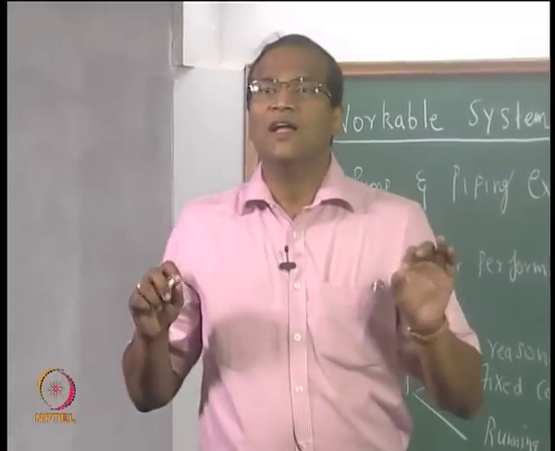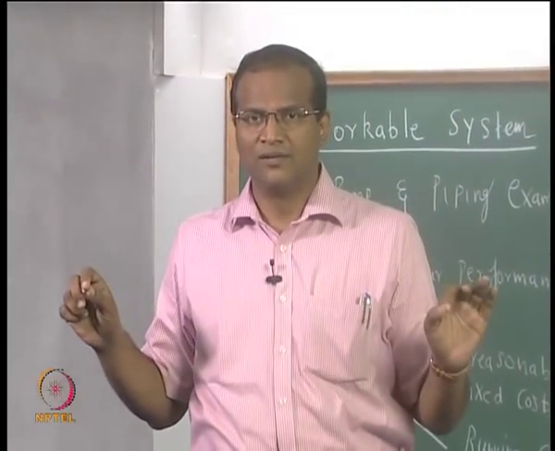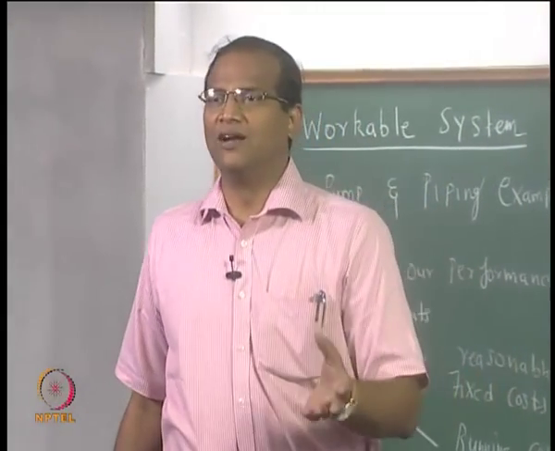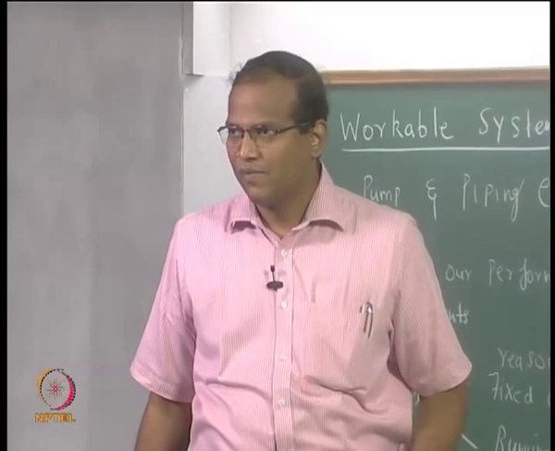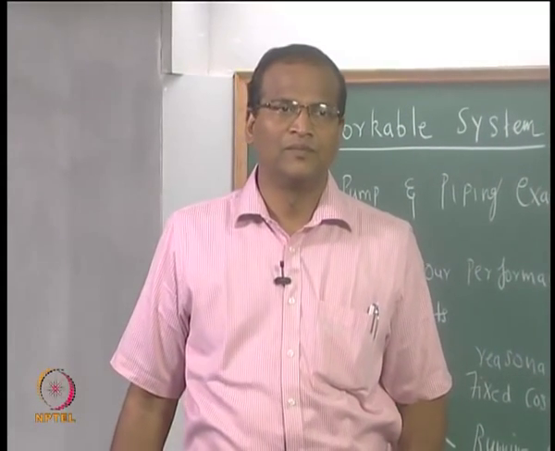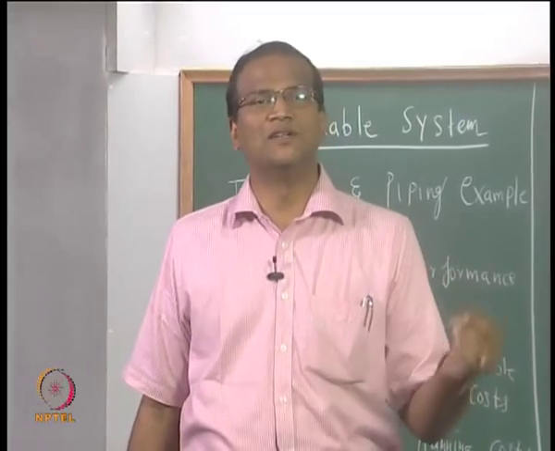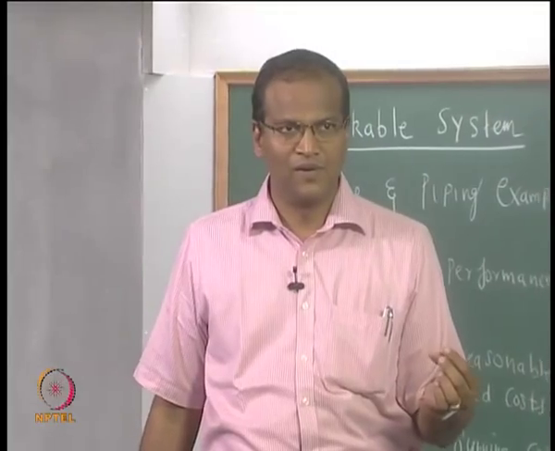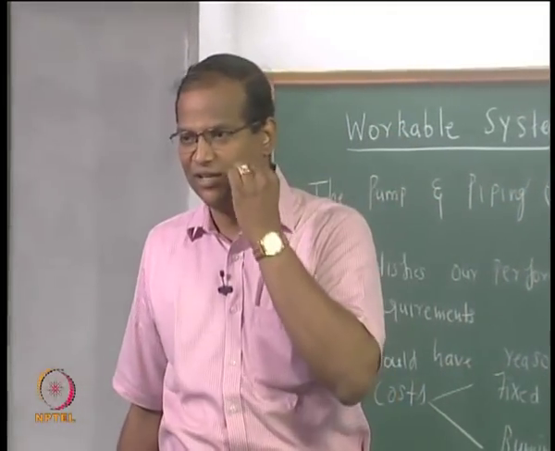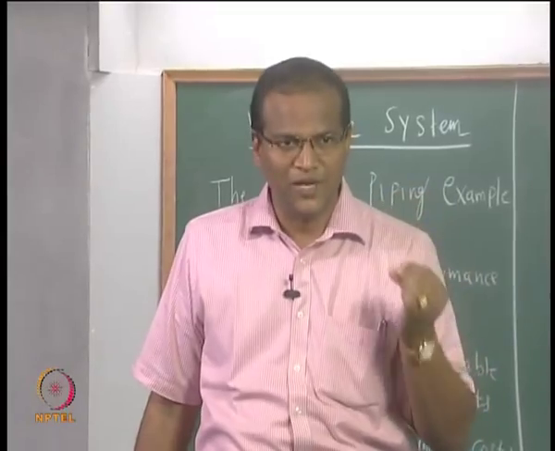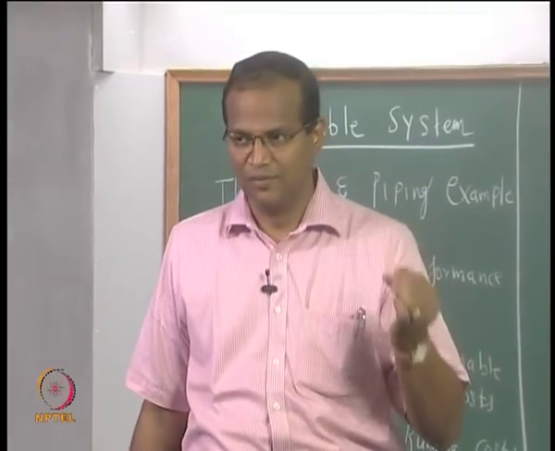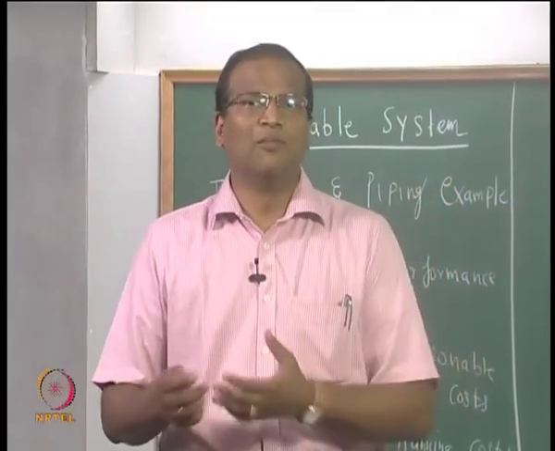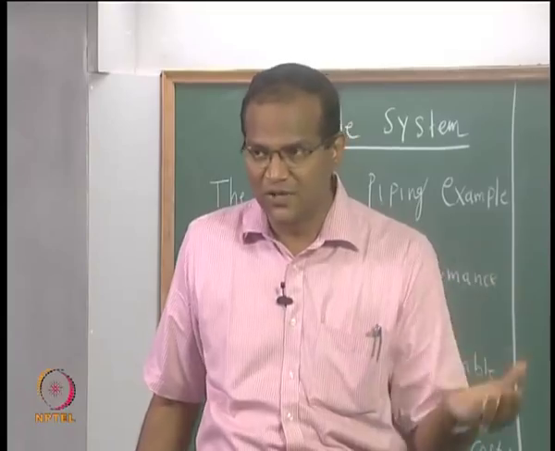Is that all? If a system satisfies these two criteria, does it become a workable system? We are almost there, but not yet. Are there some more conditions which the workable system has to satisfy? It should satisfy all our constraints. The constraints could be in the form of pressure, temperature, pollution guidelines, and material properties. The constraint could be, for example, that now asbestos is banned. We cannot use asbestos.